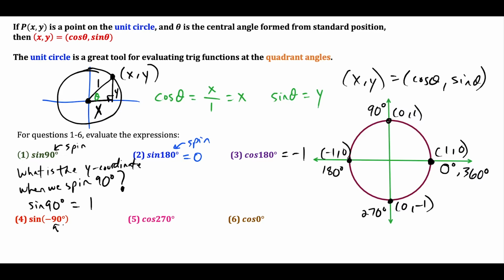So this once again tells you where to spin. I'm spinning to the point (0, -1), and the fact that I want sine of -90 is really asking what is the y value at this location, and the y value is -1. So that's our answer to 4.